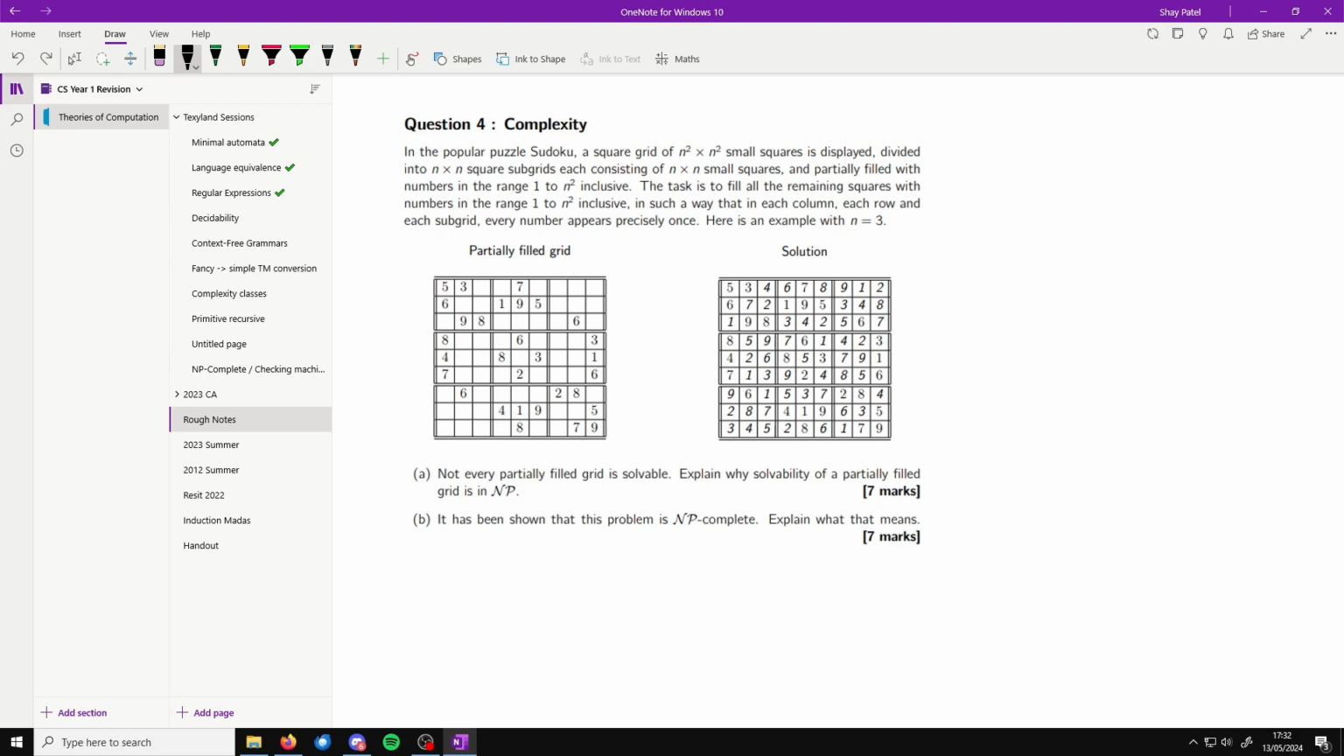Okay, so the idea is we have these partially filled grids, and we cannot exactly solve this in polynomial time. We cannot deduce a valid grid in polynomial time with any algorithm we know of. But what we can do is verify it in polynomial time. So we can verify a solution in polynomial time. Can anyone talk me through how we might do this?